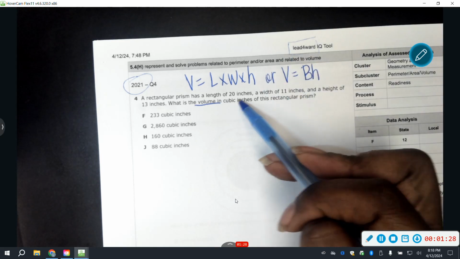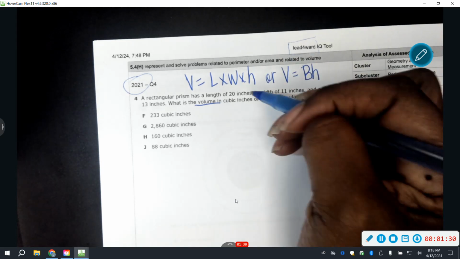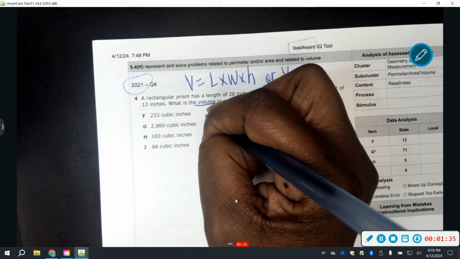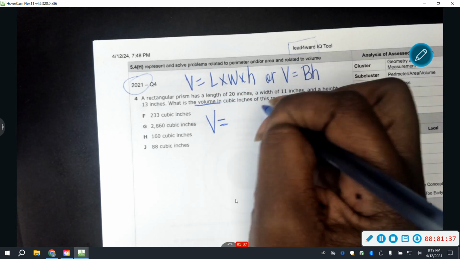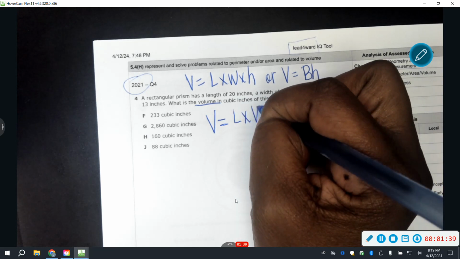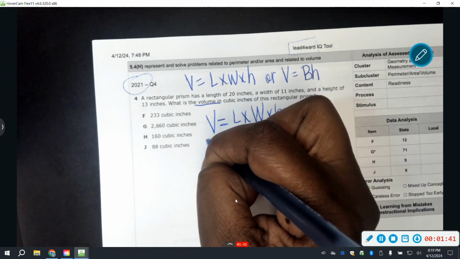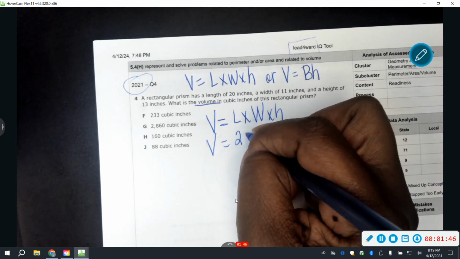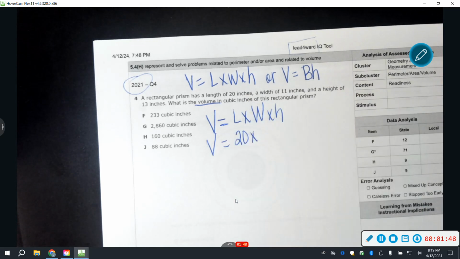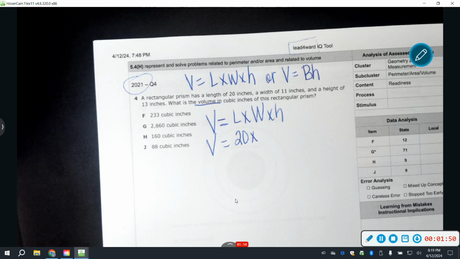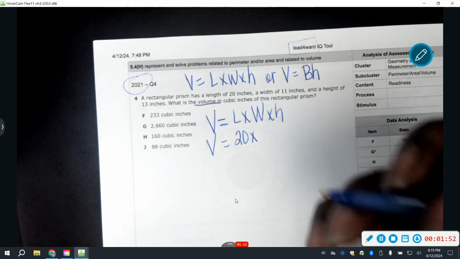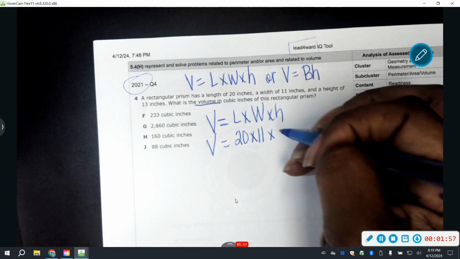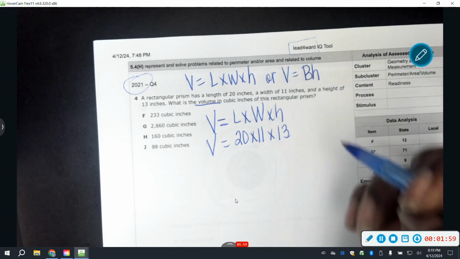This time they give us all three of these, so we can just use this formula because it has all three. You're going to set it up this way. Looking for the volume. This is the formula that we're using. We don't know the volume, but we do know the length is 20. Plug it in. We know the width is 11, so you plug it in. We know the height is 13. We're going to, you guessed it, plug it in.